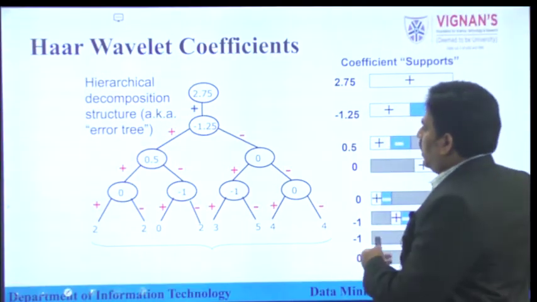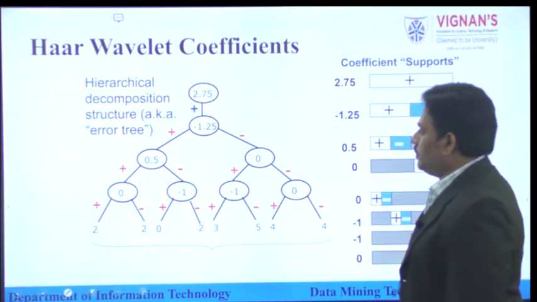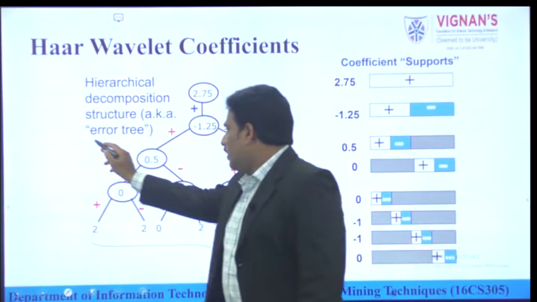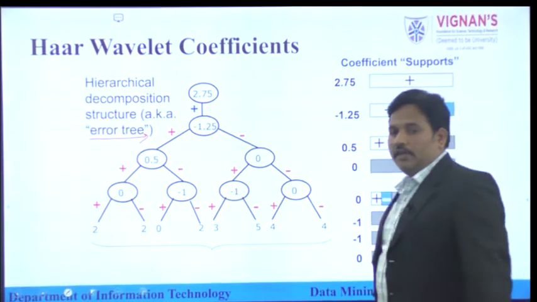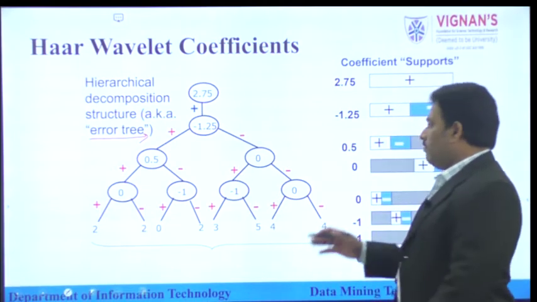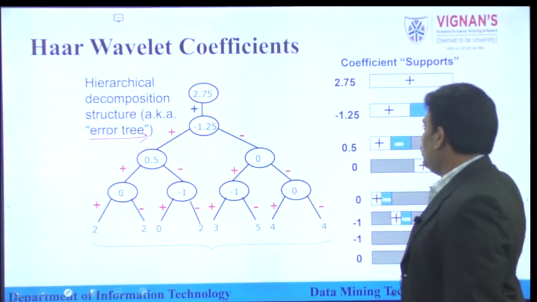If you look at that Haar coefficient value, whatever we derived here, in this Haar wavelet coefficient, we applied the decomposition technique. That is, here we are generating an error tree. That means the plus value indicates positively decomposed, or minus indicates the value has been neglected or not considered during the generation of the output here.